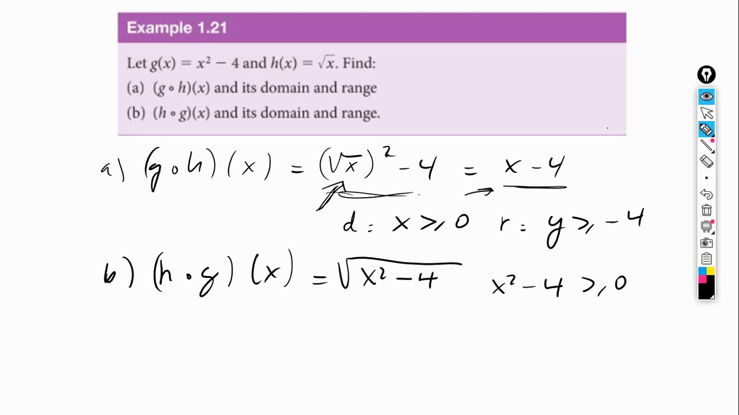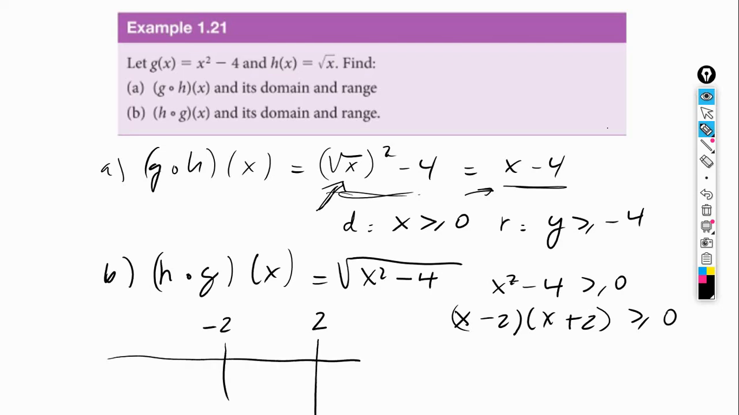Because this is quadratic, we have to express it like this: x minus 2 times x plus 2, greater than or equal to 0. And we're going to get critical points of 2 and -2. So I'm going to write a table of values, -2 and 2. These are the critical points because those are the values that will make this equal to 0, right? But we also have to see where it is greater than 0.